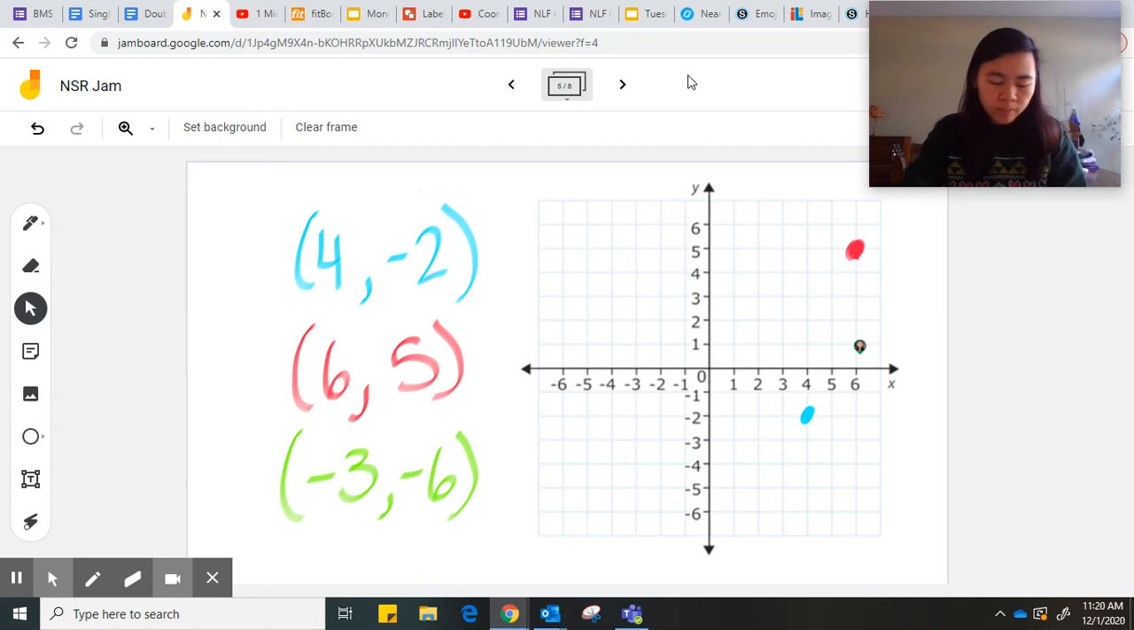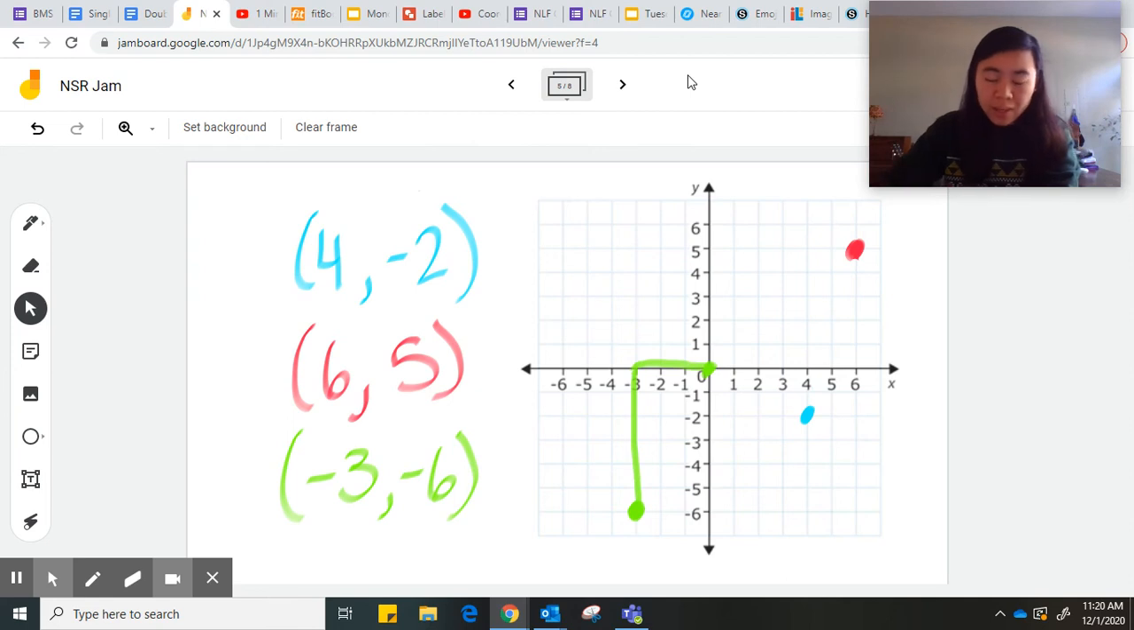And then my last point, let's use green, is at -3, -6. So always start in the center. We're going left and right first, -3, and then -6. It's negative, so I'm going down. Okay. There's my path. I'm going to go ahead and erase it.